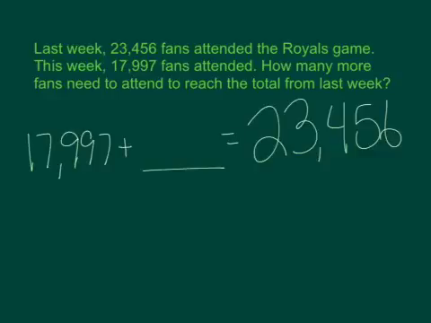Okay, so this word problem was maybe a little bit trickier than the last word problem. This is actually a missing add-in word problem. It tells us that last week there were 23,456 fans at the Royals game, and this week there's only 17,997 fans, and we want to know how many more fans need to attend to reach the total from last week. So even though it's a missing add-in problem, I told you before you pause the video that you will solve this with a subtraction number sentence.